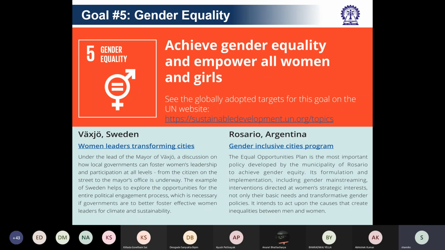But there are grounds for hope. More girls are in school today compared to in 2000. Most regions have actually reached gender parity in primary education. And the percentage of women getting paid for their work is also on the rise. So sustainable development goal 5 aims to build on these achievements to ensure that there is an end to discrimination against women and girls everywhere.